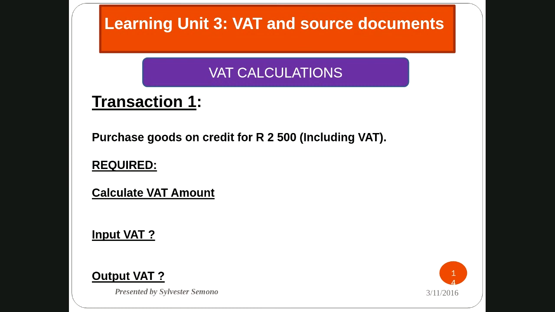Guys, just to show you some few calculations, just to warm up a bit. Let me analyze before we continue. Remember from the previous slides, I showed you that when the amount is including VAT, we say 15 over 115. When the amount is excluding VAT, we say 15 over 100.